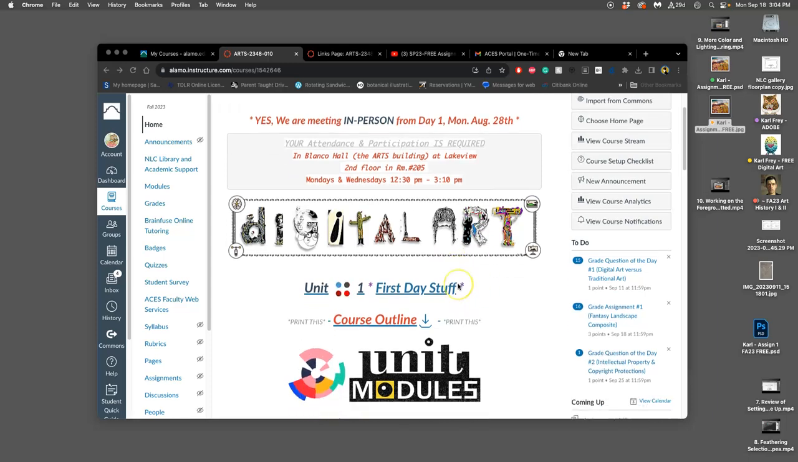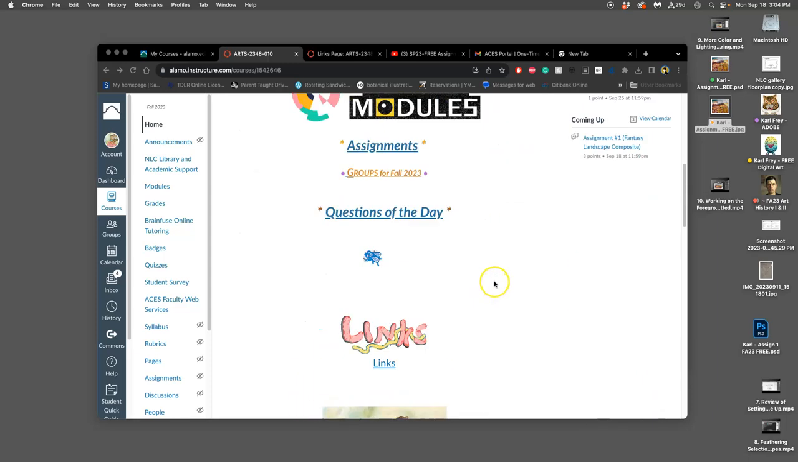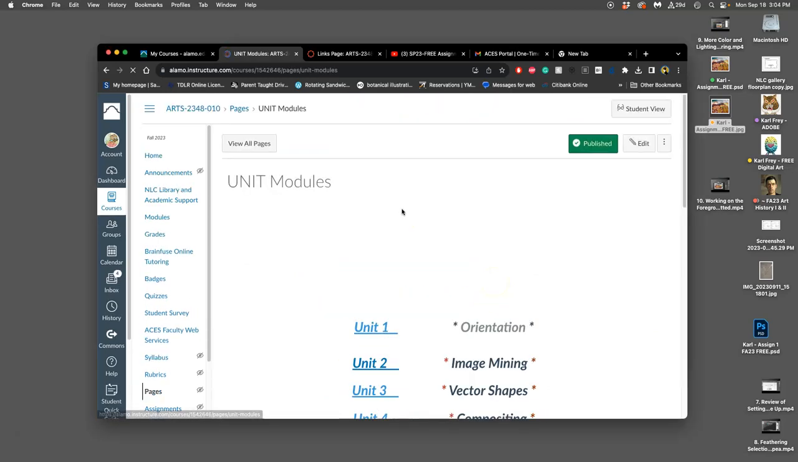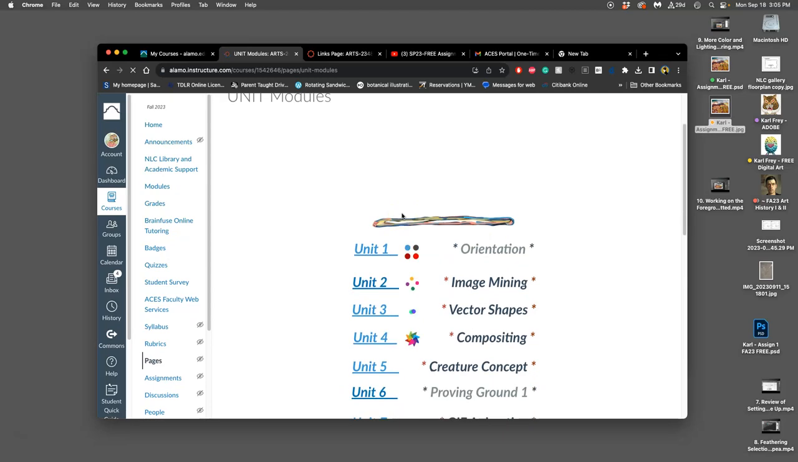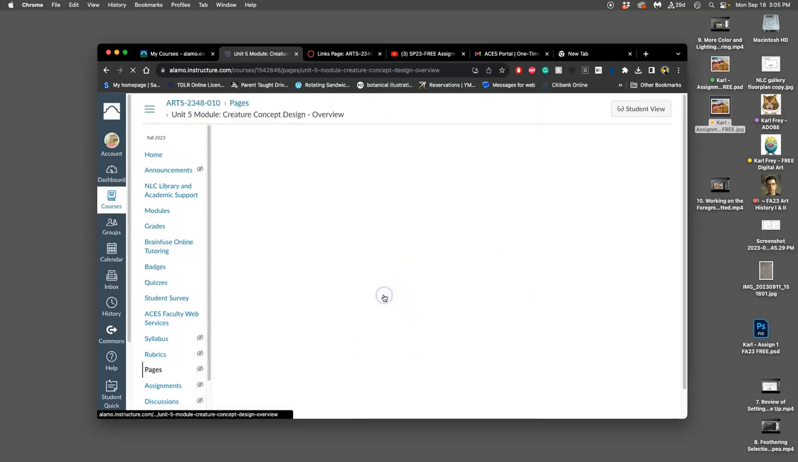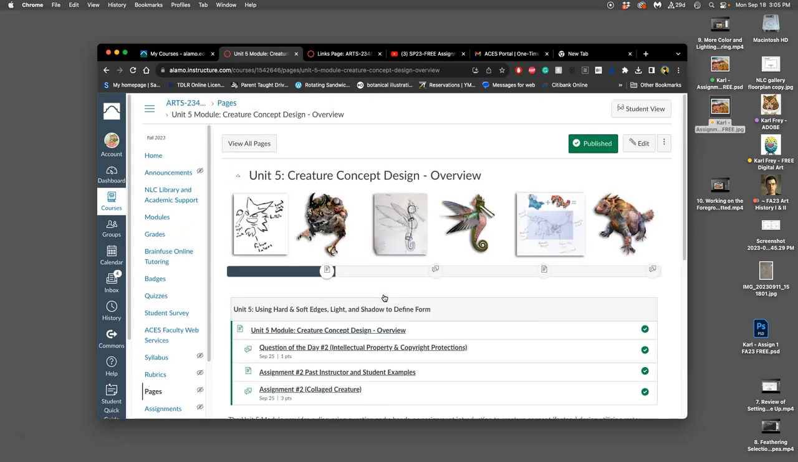All right, we just submitted our first assignments, which means we can move on to our next assignments. And that means a new unit. This unit is continuing compositing, but instead of applying it to a landscape, to the setting concept art, we're going to work on creature concepts. This is basically character design, creature work.